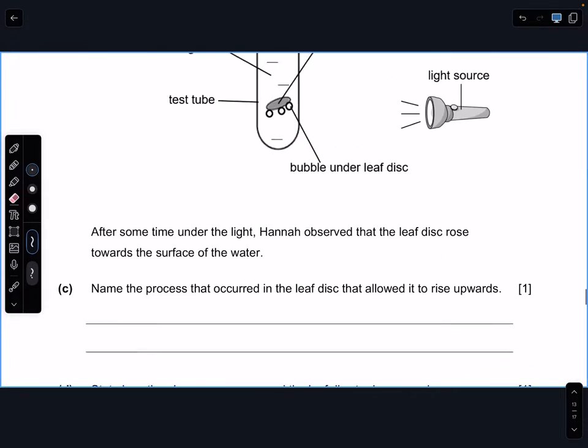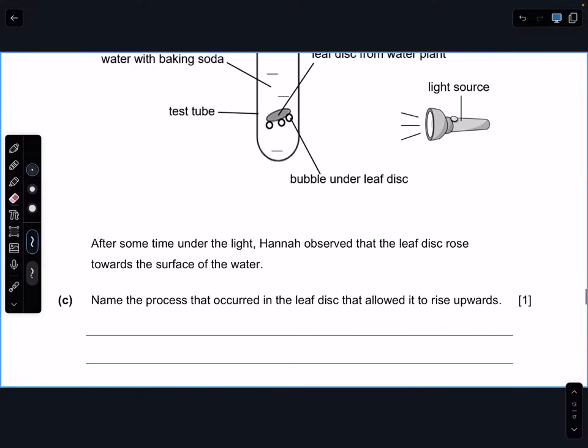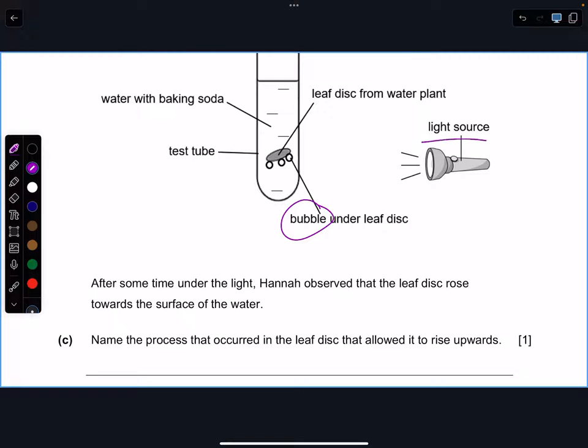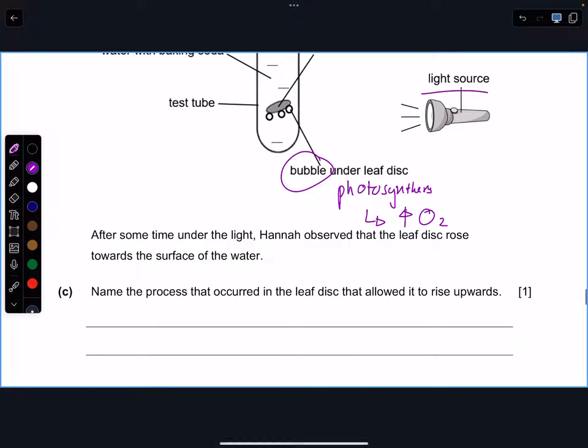Okay, this question. Name the process that occurred in the leaf that allowed it to rise upwards. So isn't it quite straightforward? Ask yourself, what is this bubble under the leaf? There is light. So this would have hinted that photosynthesis has occurred, and this photosynthesis has produced oxygen, O2, right? So this O2 acts like a float to push the bubble up. So the answer is just photosynthesis.